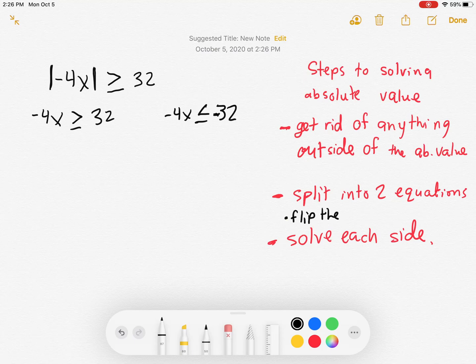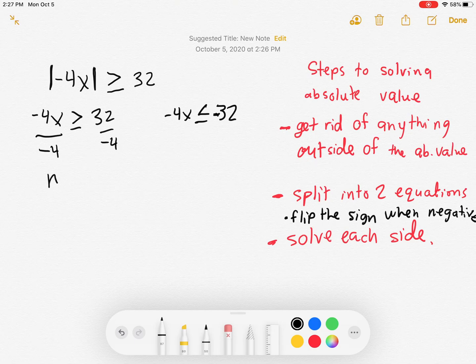Flip the sign when we make the one side negative. The reason being, it's the exact same as any other kind of inequality. If you change the sign of the one side, you have to flip the direction. Okay, so let's go ahead and solve each equation. We're going to divide by negative 4, divide by negative 4.